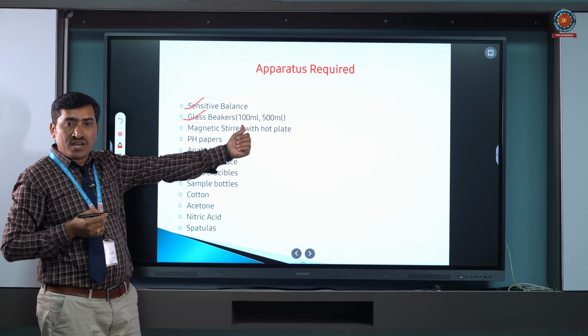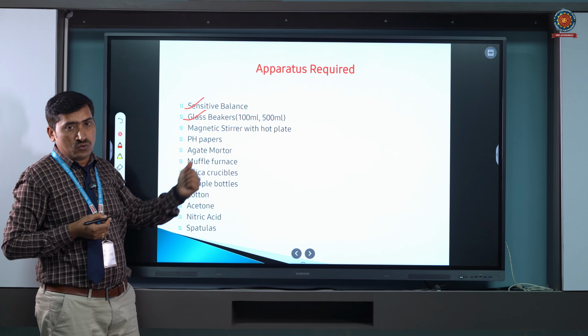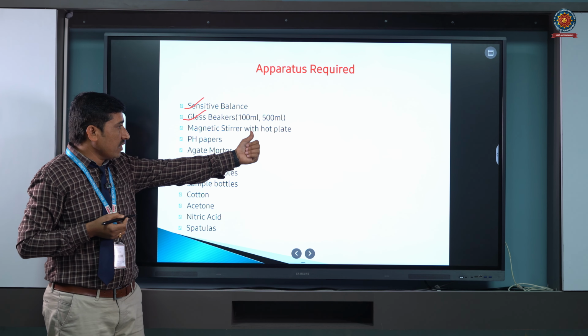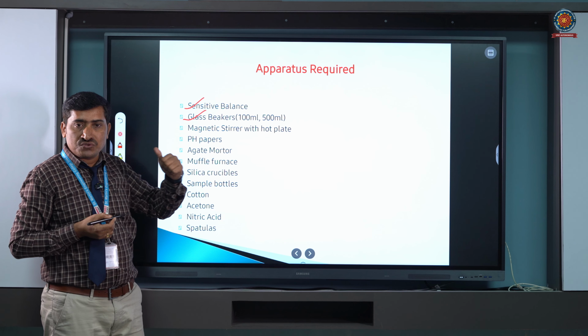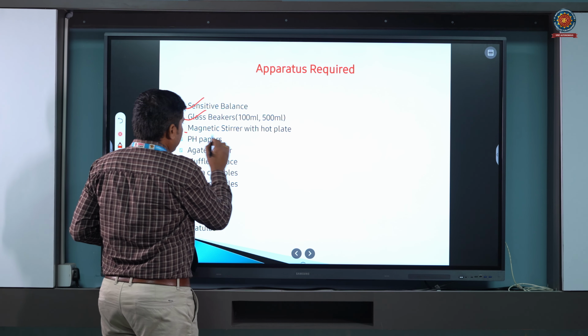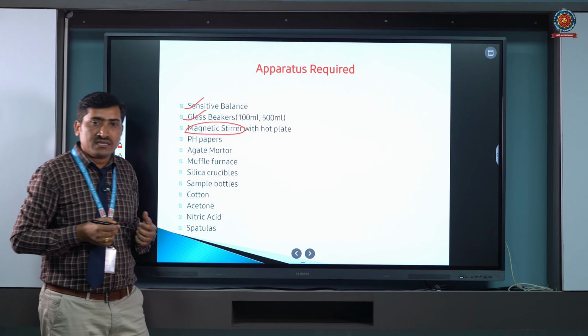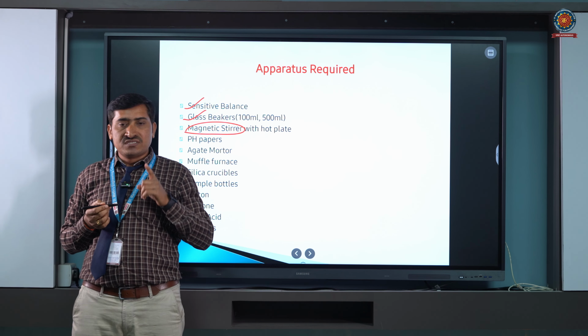These two beakers we require during the synthesis. That's why we choose a 100 ml beaker and a 500 ml beaker. Okay. Next one, the magnetic stirrer. What is the magnetic stirrer? This is the main part of the synthesis.